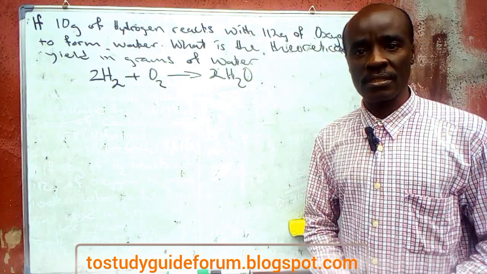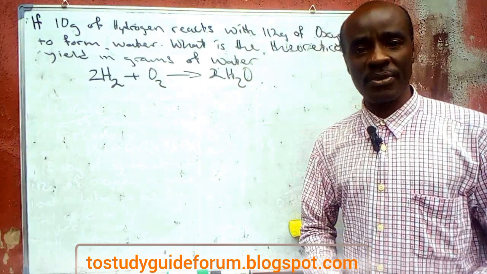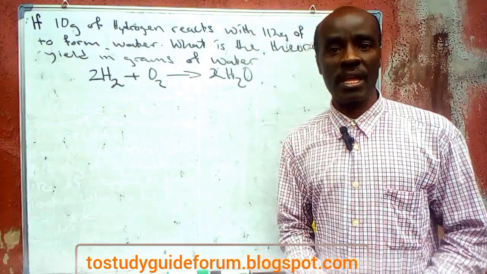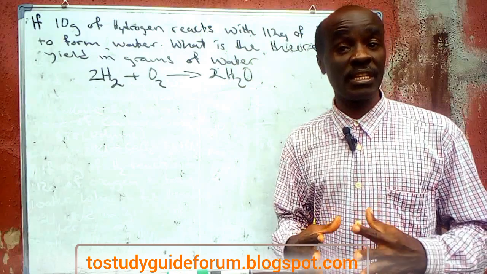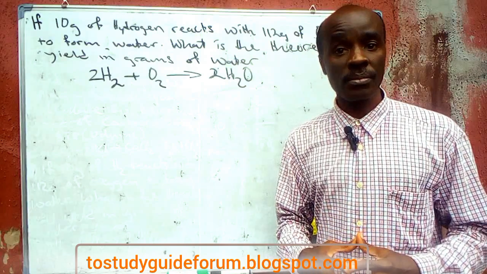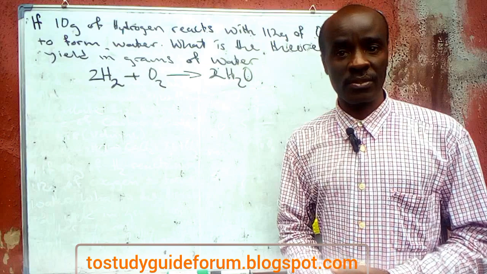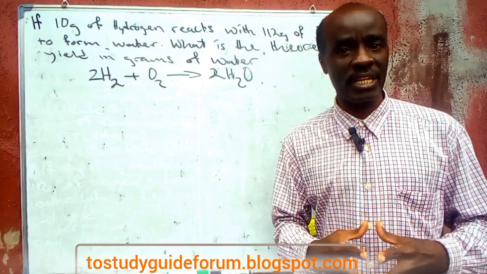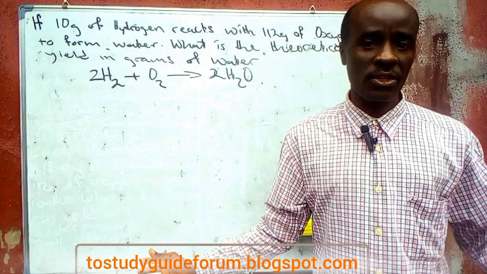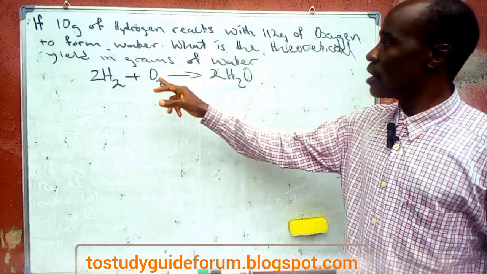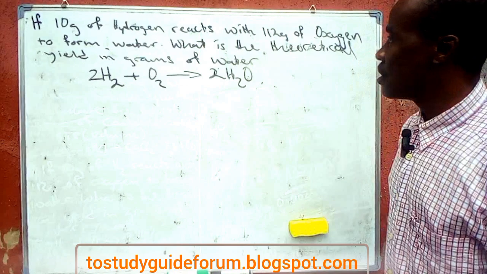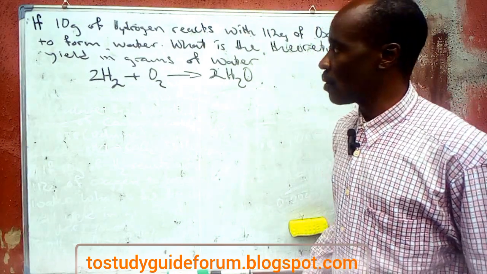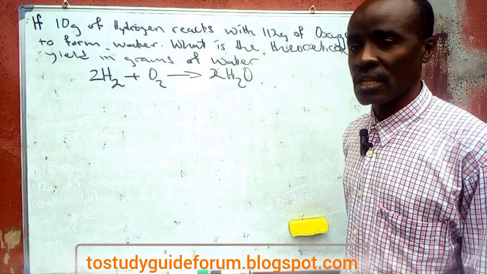Now remember, as we said in our previous video, the excess reagent is the reagent that's in excess, and the limiting reagent is the one that determines the end of the reaction because it's not enough. Most often it's finished before the end of the reaction, so once it finishes, the reaction will stop. Here we need to find out the reactant that is in excess and the one that is limiting.